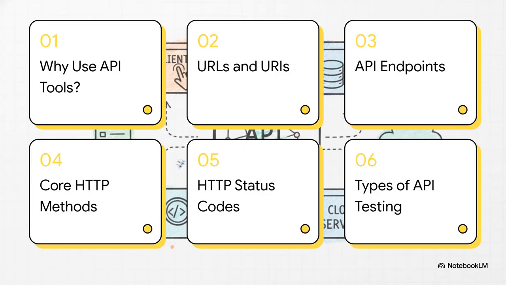Okay, let's take a quick look at our roadmap for today. We're going to cover why use API tools, decoding URLs and URIs, understanding API endpoints, the core HTTP methods, reading HTTP status codes, and finally, the different types of API testing. All right, let's just jump right in.